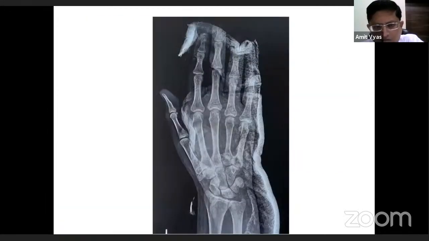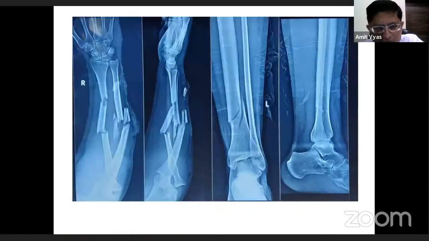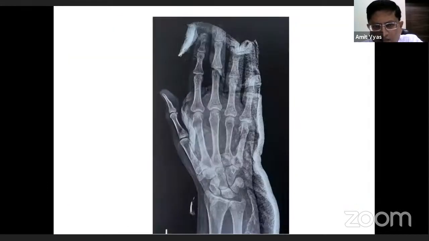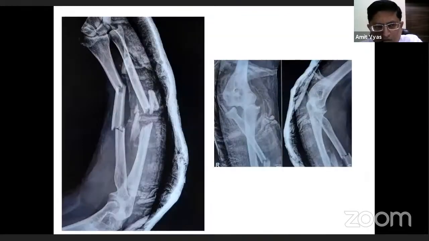So the elbow is also dislocated, and it was reduced. And this is an X-ray of the hand. He had a fifth metacarpal neck and base fracture, and he presented after 24 hours. You can see the elbow dislocation here in the X-ray.